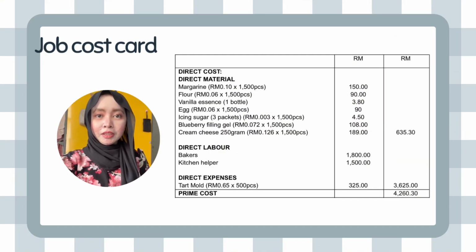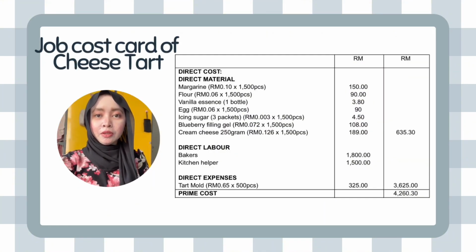Let's look into the details of our direct material cost row by row. First, for measuring, the cost is 0 ringgit and 10 cents multiplied by 1,500 pieces, which gives us a total of 150 ringgit. Second, flour is 0 ringgit and 06 cents multiplied by 1,500 pieces, coming to 19 ringgit. Third, we have vanilla essence at a flat rate of 3 ringgit and 80 cents for 1 bottle. Fourth, the cost for eggs is 0 ringgit and 06 cents multiplied by 1,500 pieces, which totals 90 ringgit.